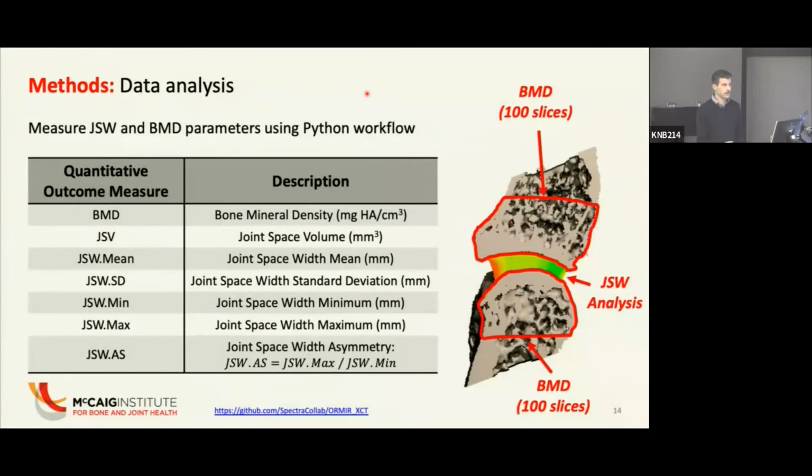And for our joint space analysis, we looked at joint space volume, the mean width, the standard deviation of the width, the minimum and maximum of the joint space width, and the joint space asymmetry, which is just the ratio of the joint space width maximum to minimum, and is really just a metric for looking at subluxation in the joint or a dislocation in the joint.